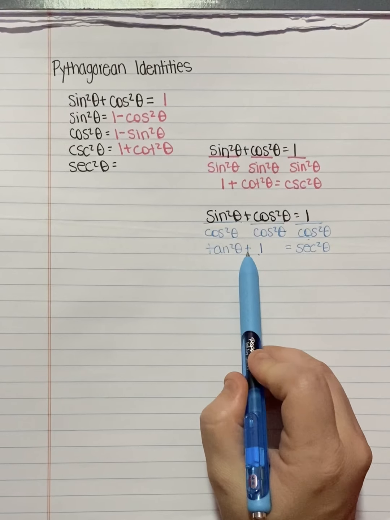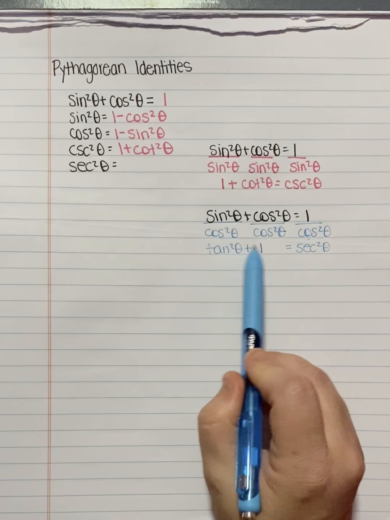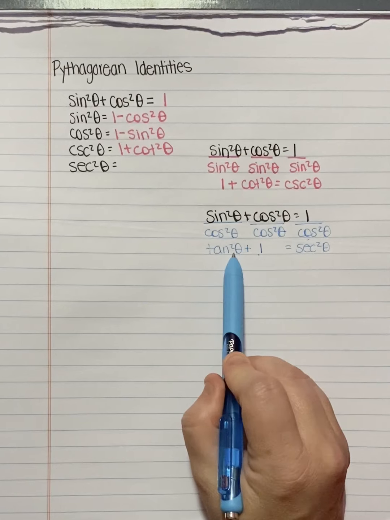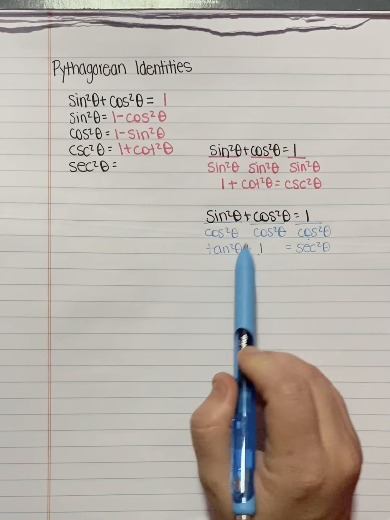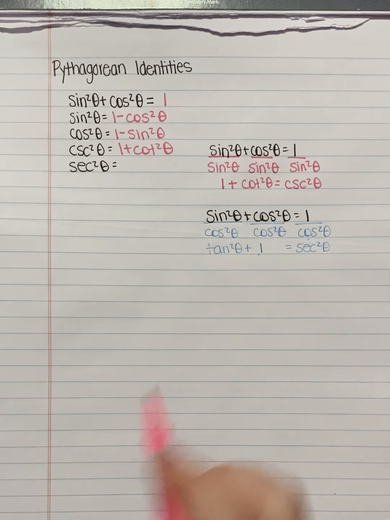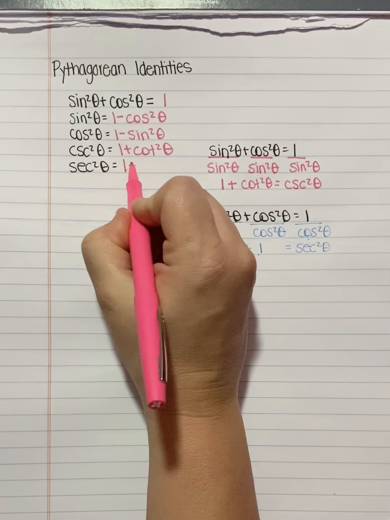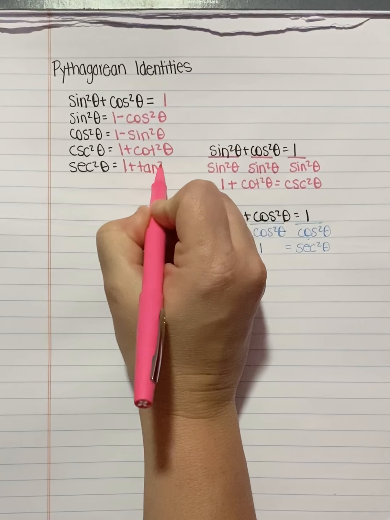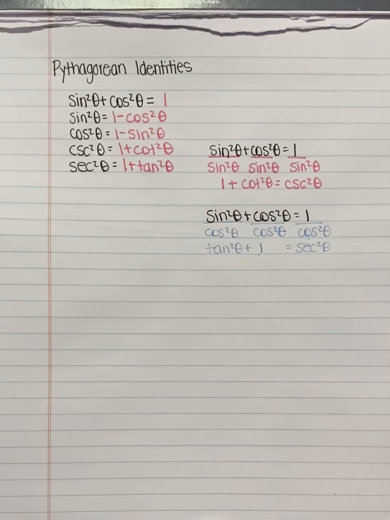Now remember, this is addition. Addition is commutative, so it does not matter which one of these two things I write first. Addition I can do that with, but subtraction I cannot. So I'm going to switch these two things up and write it as 1 plus tangent squared, so it looks very similar to my cosecant squared problem.